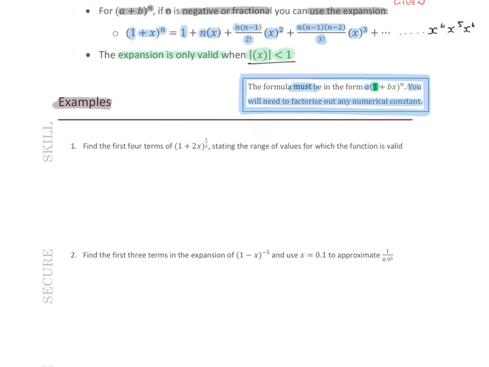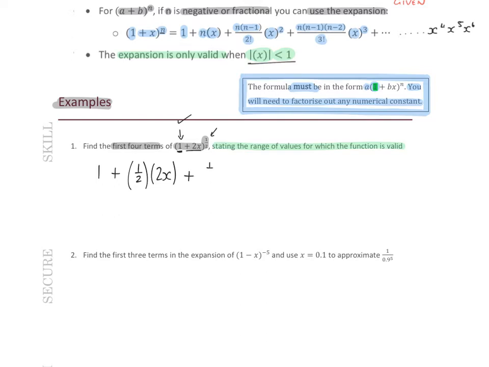Find the first 4 terms of (1 + 2x) to the half, and then state the range of values for which the function is valid. So to start with, I'm going to do the expansion. Now the first thing we have to do is check that that is a 1, and then we have a fractional power, so we need this new expansion. So we start with 1, then we have nx, and the x term in this case is plus 2x. So n is the power from here, and then we have 2x.